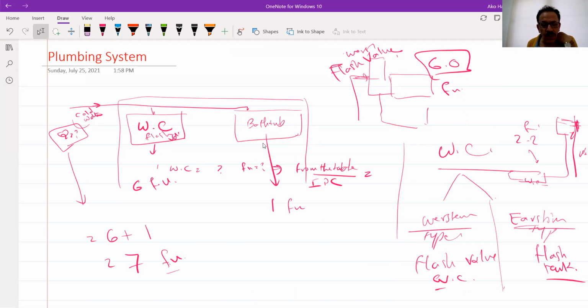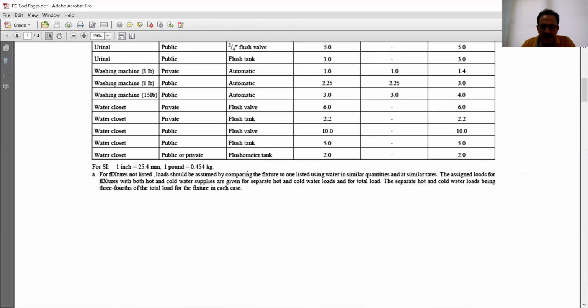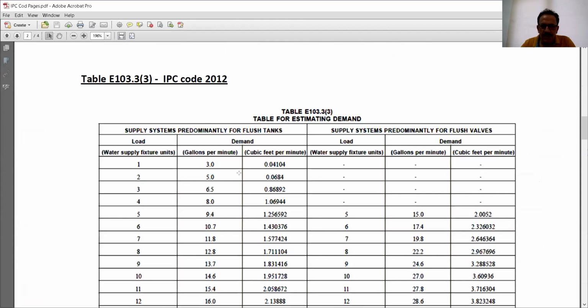Now we don't know what flow the fixture units need. We need to know how much it is in meter cube per second, because we need to know the diameter. This is the design. So what should we do after calculating the load? This is called the load on this line. We should go to another table, which is also supplied by the code. This is the second table. After having this, you will go with the water fixture units, the total loads. For my case, I have 6 plus 1, which is 7.